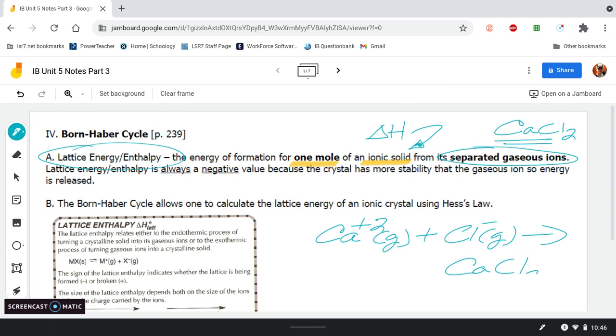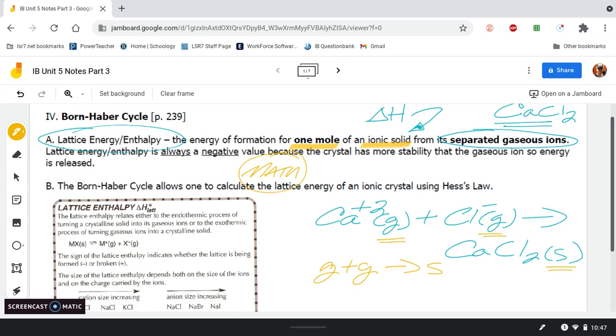So it's super duper specific. And so the lattice energy is always a gas with a charge plus a gas with a charge makes a solid. All right. So a gas plus a gas is going to give you a solid. That's lattice energy. Now, the Born-Haber cycle is a mathematical way to calculate this. So this is math. But you can also do some predicting. So I'm going to show you the predicting first.